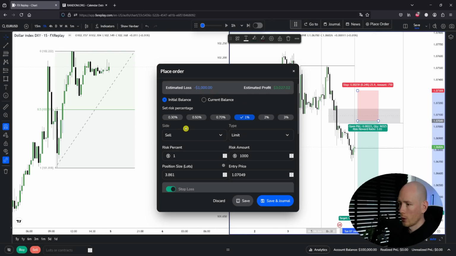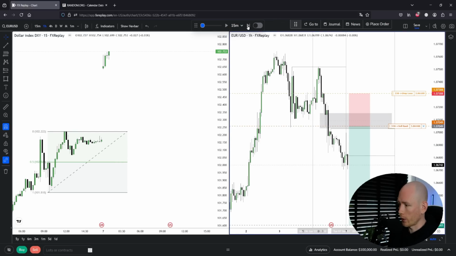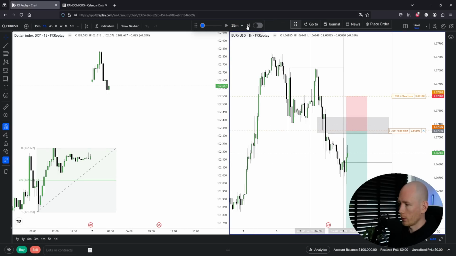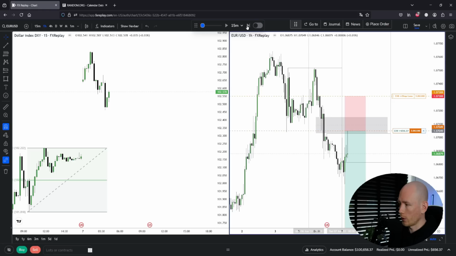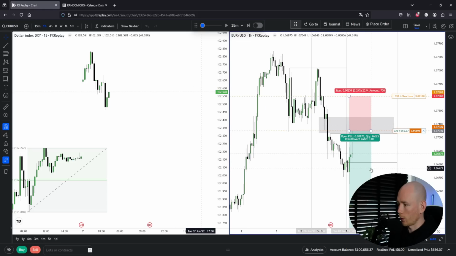Place order, sell limit 1%, save, and let's see if we can get tagged in this first trade. So this is a 4-hour into 1-hour sequence. Let's skip ahead, see if we can get higher, or if Asia already did its thing. We got tagged, right or no? Yes, we got tagged. Wow, that is a crazy entry. That's something else.